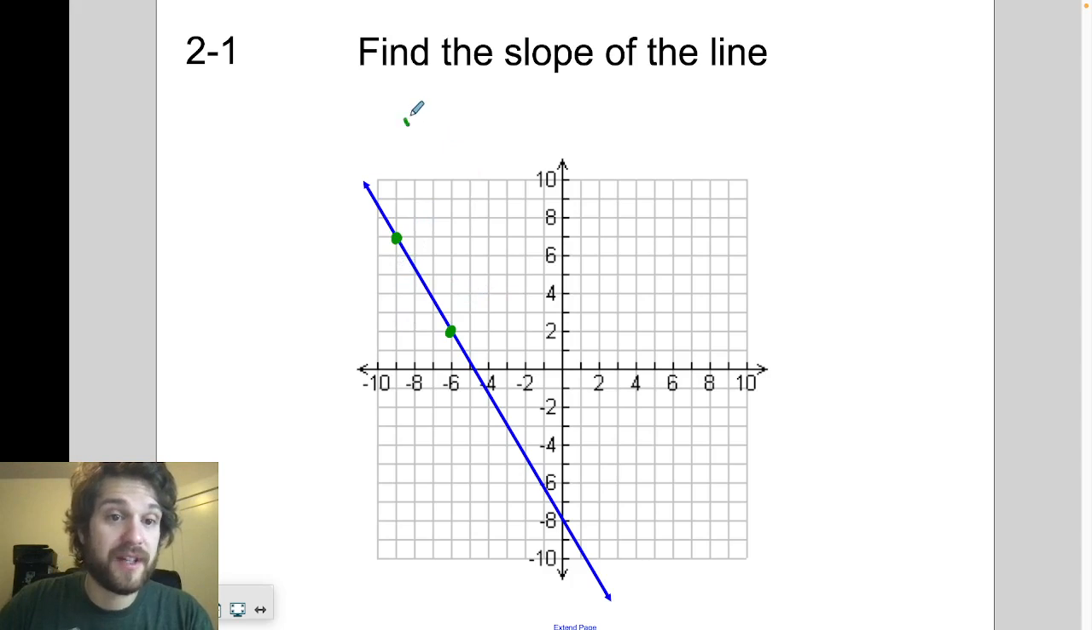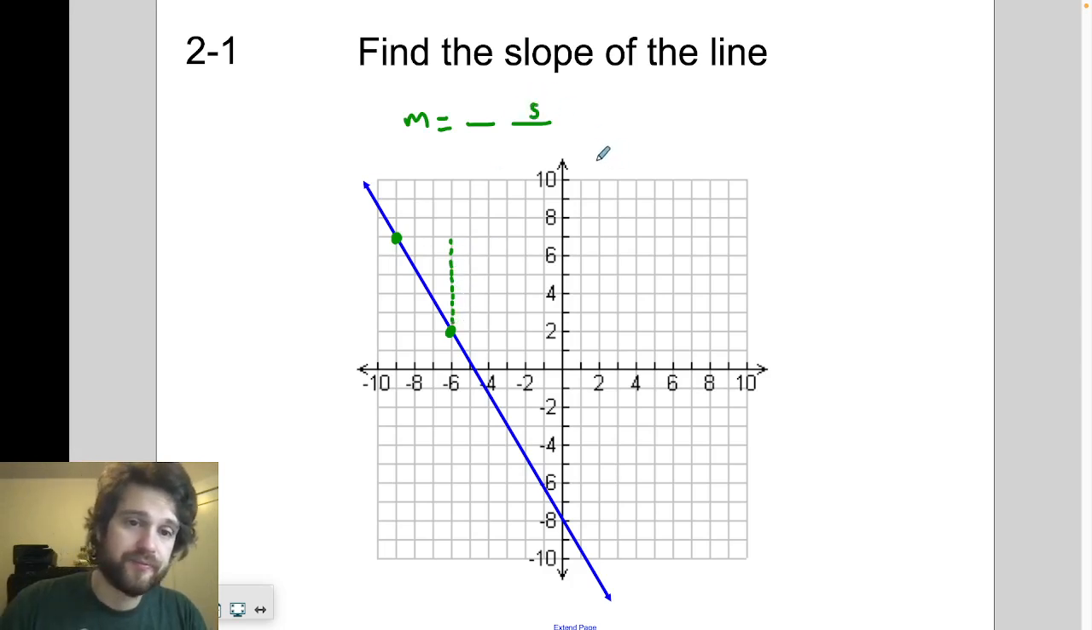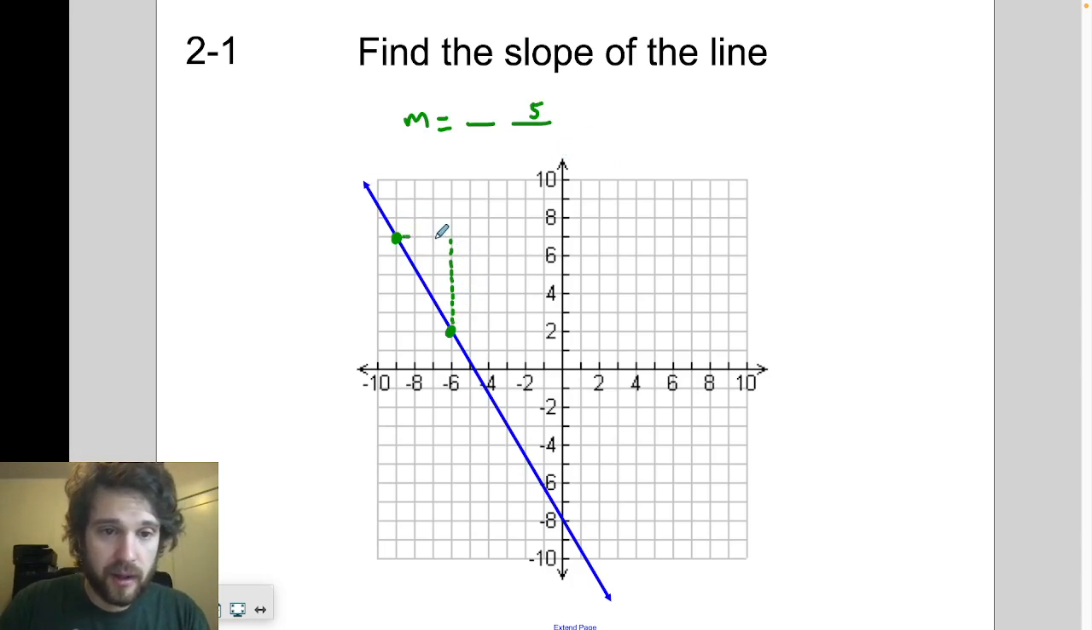Looks like our slope is negative here. So I'd say m equals negative something over something. What's my rise? What is my vertical change? That is this distance. That's 1, 2, 3, 4, 5 squares. What is my run? That is this distance, which is 3. So my slope is -5/3.